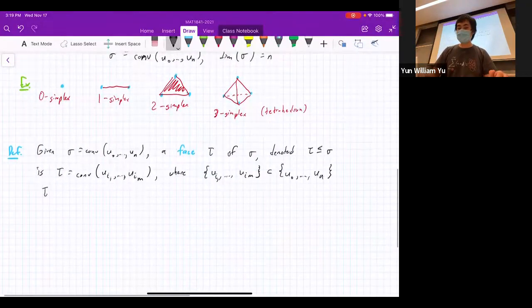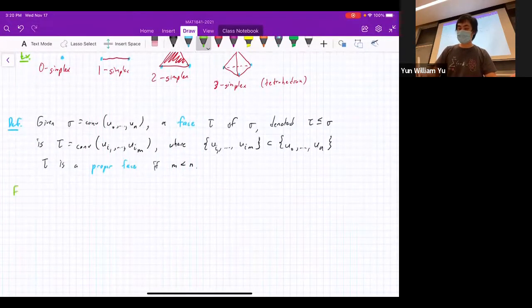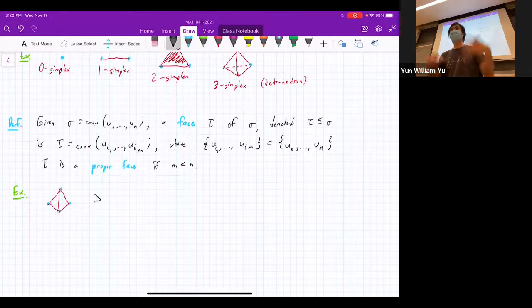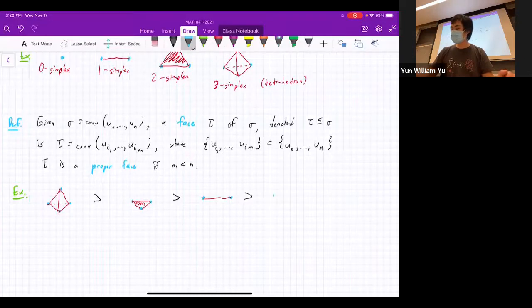Okay, and we'll call tau a proper face if the dimension of tau is lower than the dimension of sigma. So it's a proper face if m is less than n. So let's give a couple examples of these things. Let's start with our tetrahedron again. Well, this is clearly greater than, in the sense that it contains the base, which is just the base down here. So if you had just the base, which of course contains the face that's just one of the edges, which of course contains each of those two points.